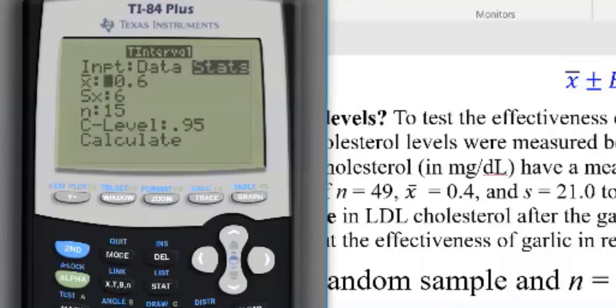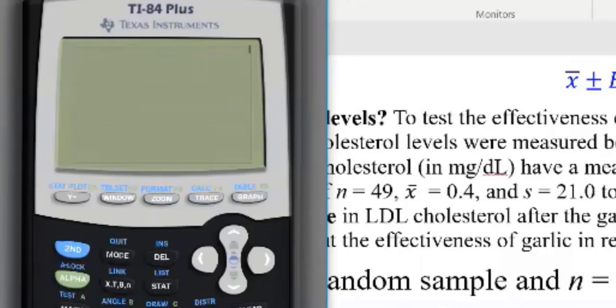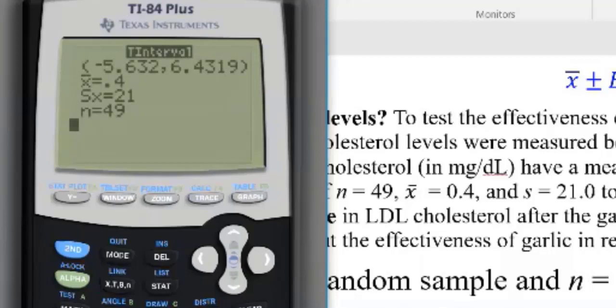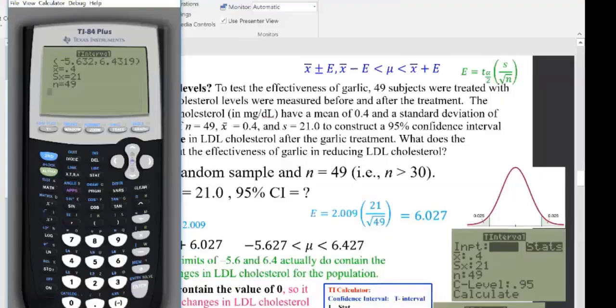So put X bar equals 0.4. We enter. S, again, to be precise, is S sub X bar. N is 49, and confidence level is good, 95% or 0.95, and we do the calculation. And so it gives us the answer, negative 5.632 to 6.4319. That's what we had.